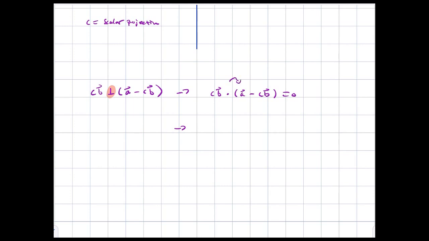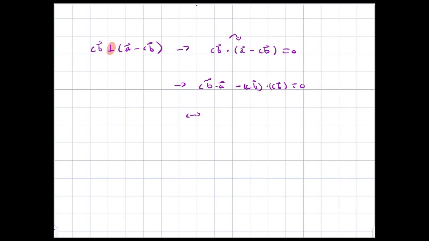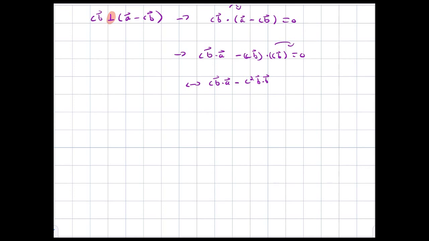And for my dot product properties, I can distribute this in and say this is C times B dot A minus C times B dot C times B is equal to 0, if and only if, and I'll move this over and bring that C out, this is C times B dot A minus C squared times B dot B. And again, if you're wondering why we can do this with dot products, I can just pull that C out like this. Please do check out the video on dot products for the dot product properties, the way we can do arithmetic with dot products.